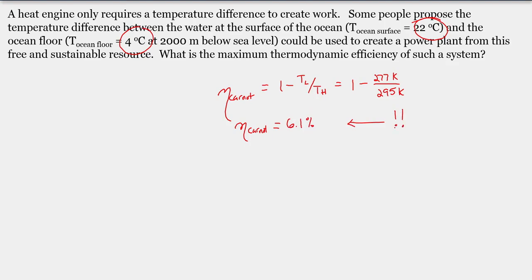So it's really, really low. So while the resource is free and completely sustainable, we think, the efficiency of such a system is extraordinarily low. And of course, in the real world, we wouldn't even achieve the maximum efficiency. So 6%, while it's the best we can hope for, we wouldn't get anywhere close to that.